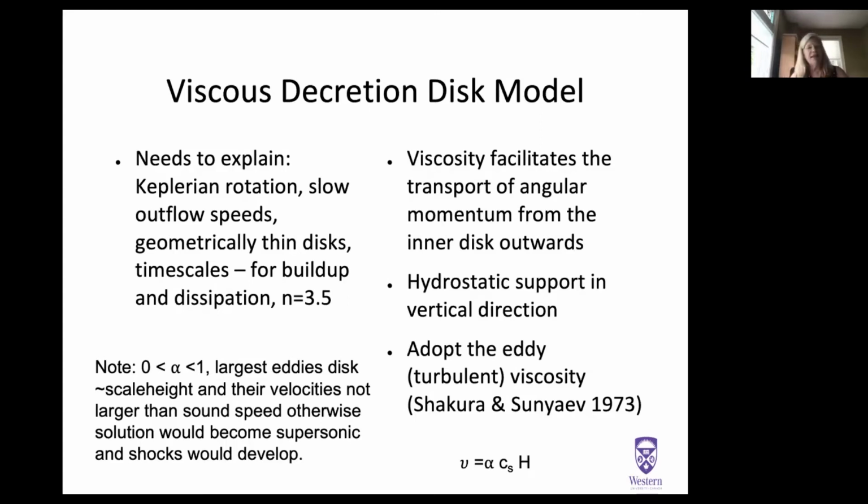And just like the accretion theory, we adopt what's known as the eddy viscosity or the turbulent viscosity, where the viscosity is given by this free parameter alpha, and it will come up a lot in my talk, the sound speed, which of course will depend on temperature as well, and then the disk scale height. So alpha is expected to fall anywhere between 0 and 1.